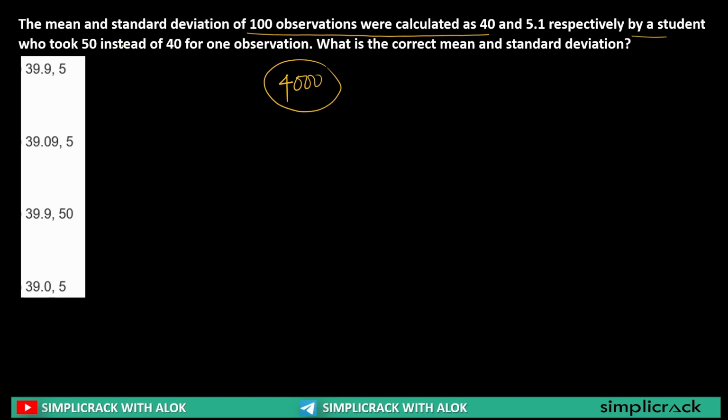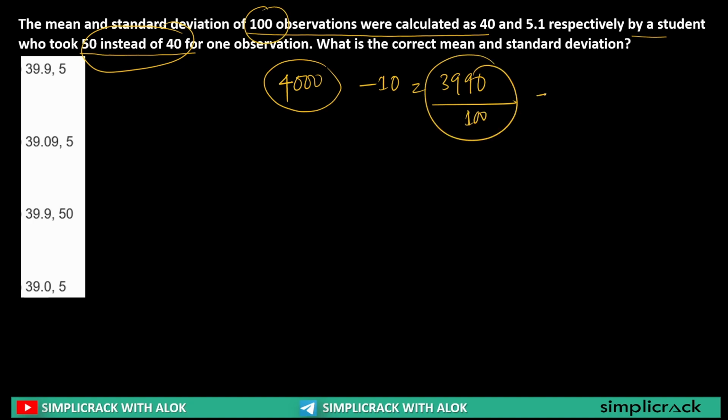Now a student took 50 instead of 40. The actual observation was 40, but the student added 50. So here the correction should be minus 10, right? That gives 3990 over 100 observations. So the new mean will be 39.9. So first check how many times 39.9 appears, but there are two options.